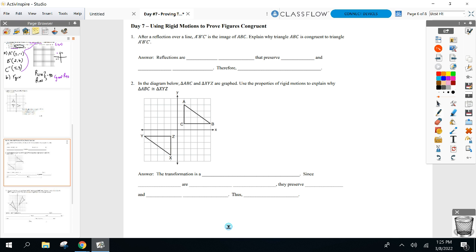All right, so very easy one on the first one here. We're doing a reflection. I'm taking triangle ABC, reflecting it over a line and getting A prime, B prime, C prime. Explain to me why the triangles are congruent. So before I fill in the blanks, why are they going to be congruent? What did I just do to the pre-image, the original?